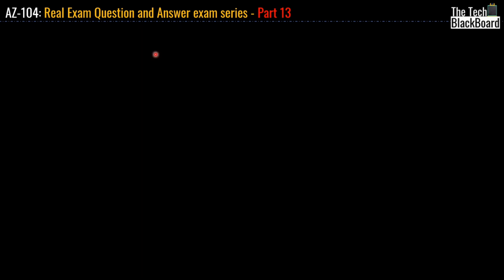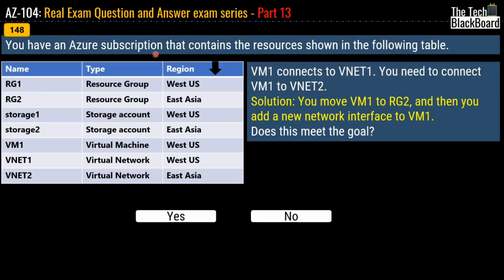Now let's take two more questions on Azure Virtual Machine. Question number 148 says that you have an Azure subscription that contains resources shown in the following table. Here you can see in this table, we have two resource groups. The location can be observed here. Then we have two storage accounts. The location is here. Then we have one virtual machine with the location, and then we have two virtual networks with the location specified here.